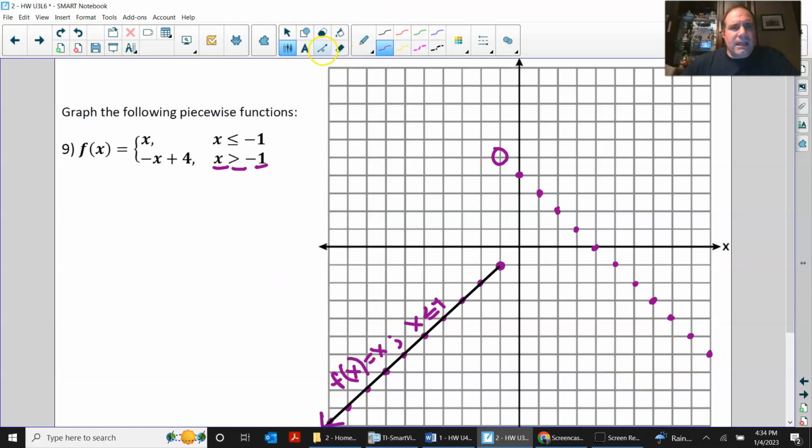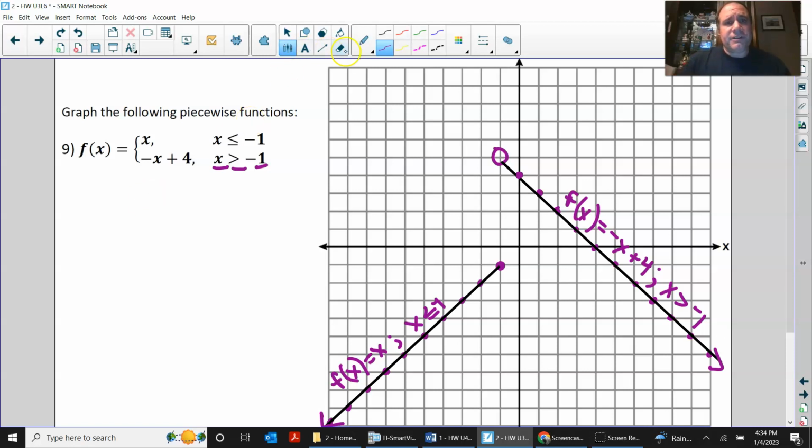So let me go ahead and get my ruler out. This is my arrow, and I'm going to put f of x equals -x. That's a -1 slope plus 4. The y-intercept is 4. And semicolon, and I graphed when x is greater than -1 as the domain.